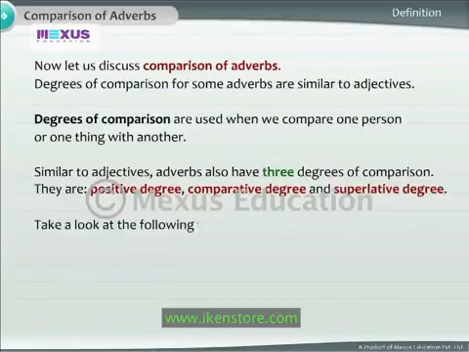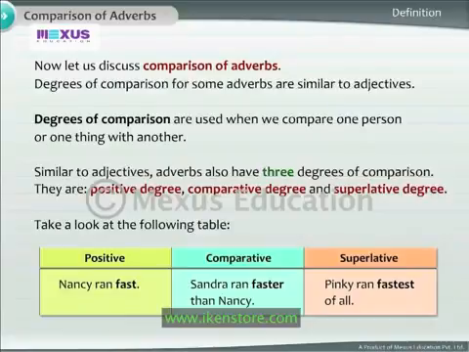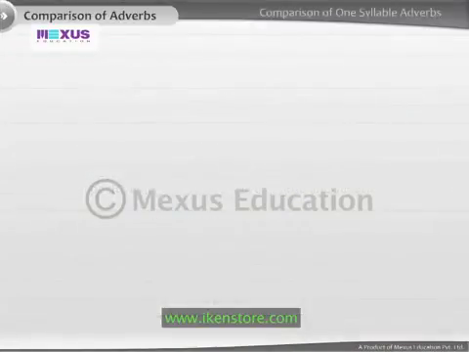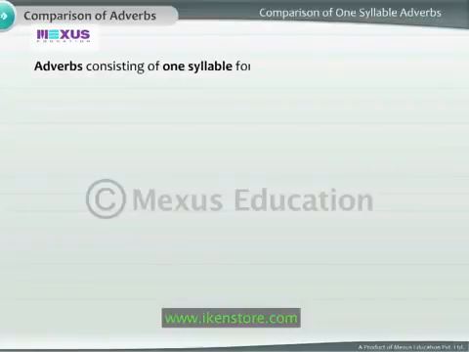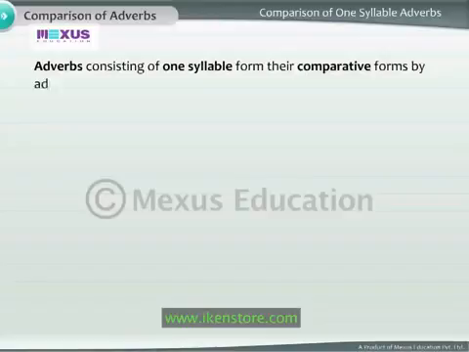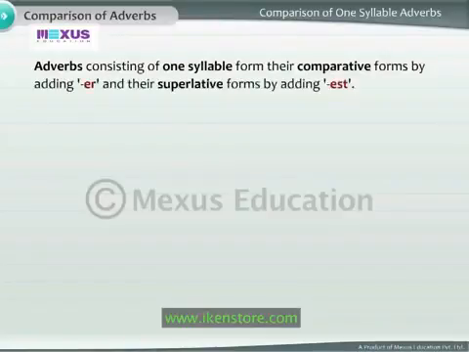Take a look at the following table. It shows the degree of comparison of the adverb fast. So, fast is the positive degree of comparison. Faster is the comparative degree of comparison. And fastest is the superlative degree of comparison. Adverbs consisting of one syllable form their comparative forms by adding er and their superlative forms by adding est.